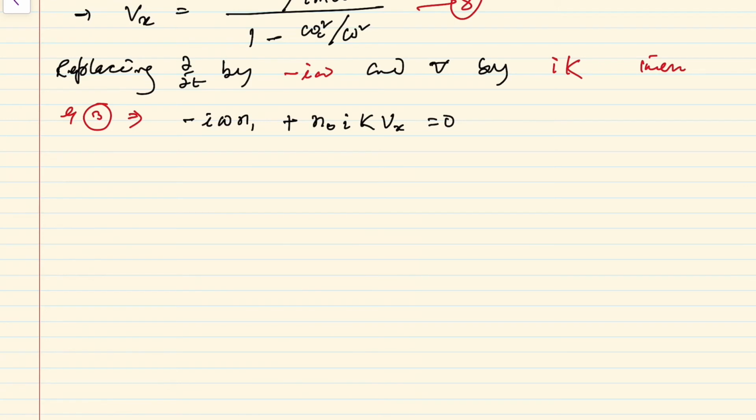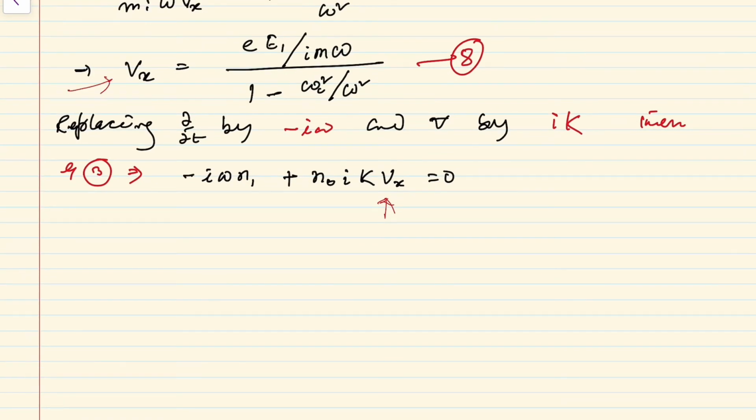So if we replace this Vx for the x component, so if Vx is replaced by this value from equation number 1, then what will happen? Before replacing this Vx, let me simplify this equation. So from here we can find n1 will be given by n naught k Vx by omega. Okay, this is, suppose, equation number 9.